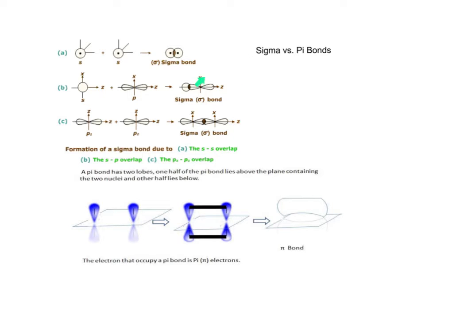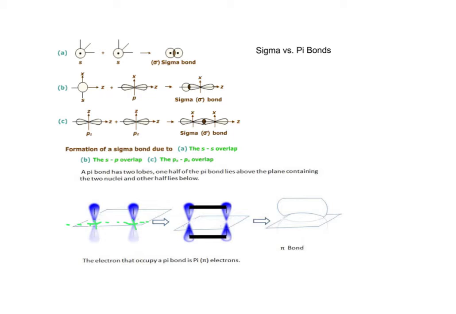Just to review, sigma bonds are the head-to-head overlap. The overlap has to occur on the internuclear axis. Let's say you have p orbitals perpendicular to these p orbitals, something that looks like this. Here we have one nucleus, here we have another nucleus. This would be known as the internuclear axis. You can see that the p orbitals are not on there.